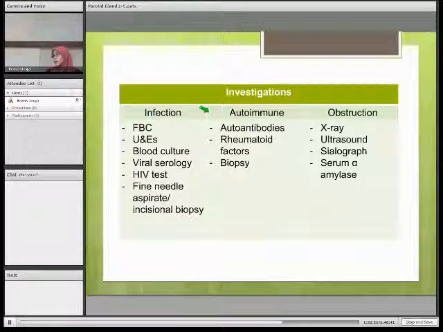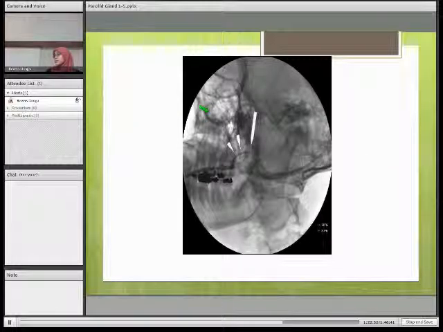Investigation, again, this is quite familiar to us since we've done most of it in the infection module, but one thing is new to me and hopefully to everyone else: a sialogram is basically a radiographic imaging technique that looks into the parotid duct. So this is an example of a sialogram. See, there is obstruction there.